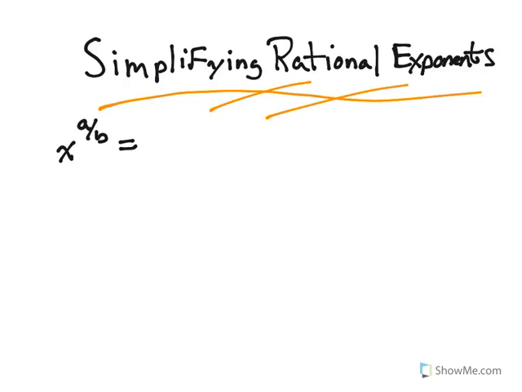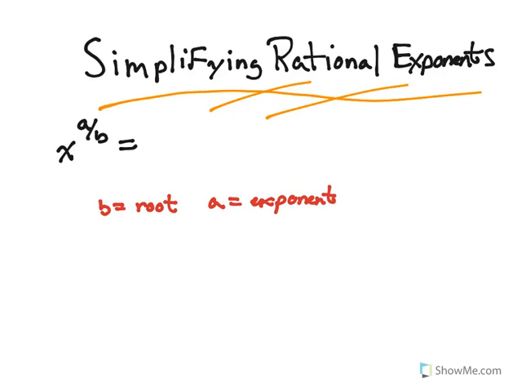In this video, we're going to learn how to simplify rational exponents. And the form for that, if we have a base a raised to a fractional exponent a over b, that is equivalent to, keep in mind that b is going to be the root, and the a is going to be the exponent.